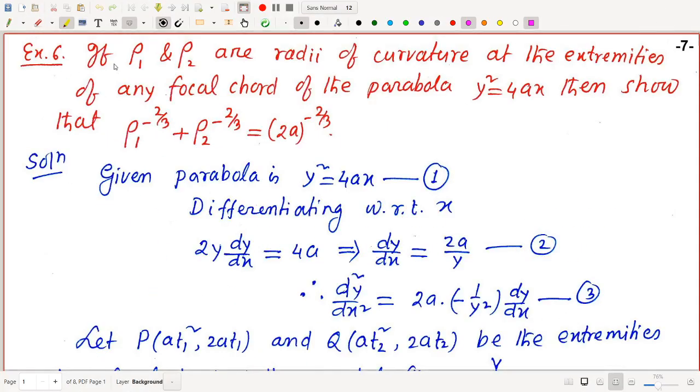Example number 6. If ρ1 and ρ2 are radii of curvatures at the extremities, that is endpoints, of any focal chord of the parabola y² = 4ax, then show that ρ1^(-2/3) + ρ2^(-2/3) = 2 a^(-2/3).